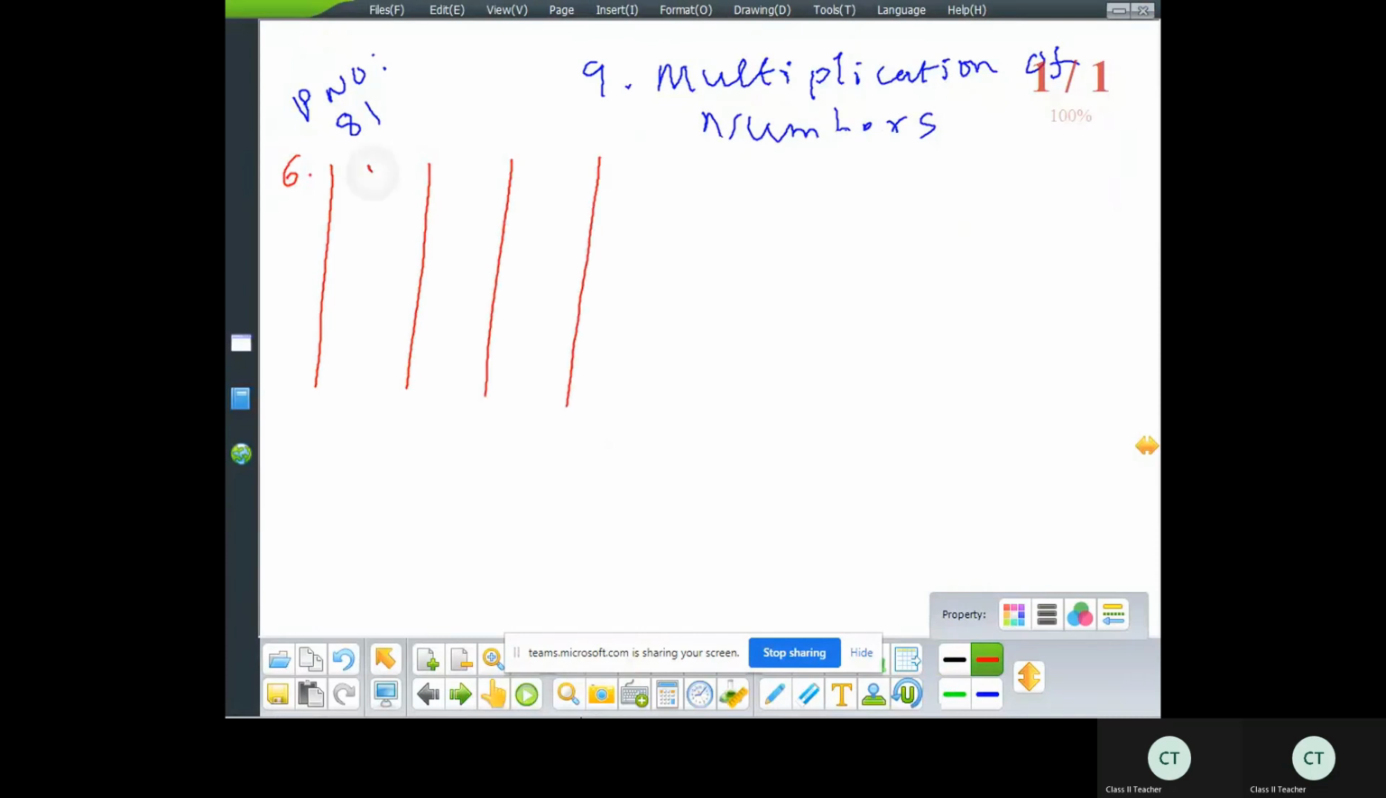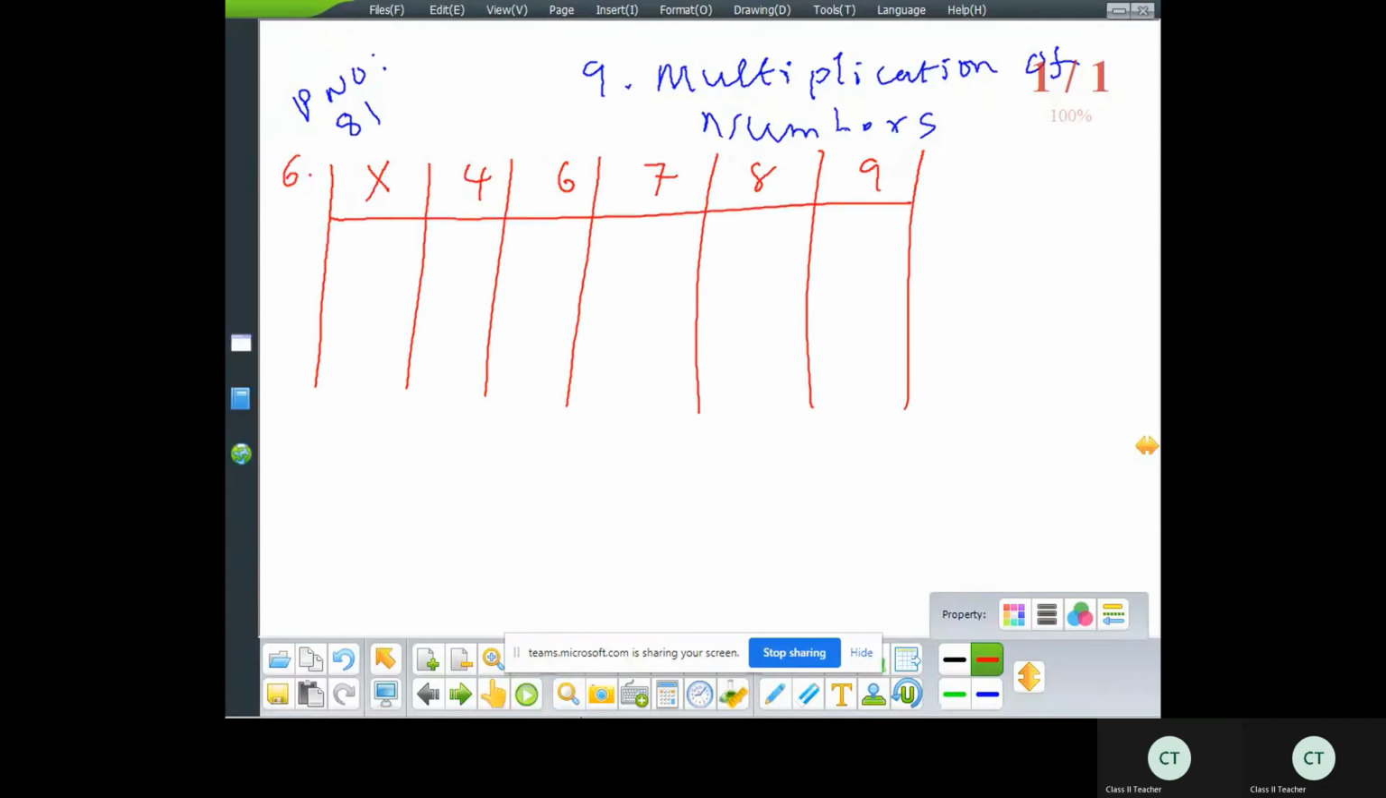First one is symbol of multiplication. 4, 6, 7, 8, 9. Now 2, 3, 5.